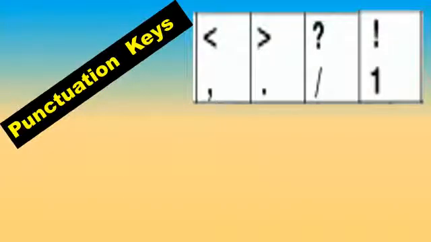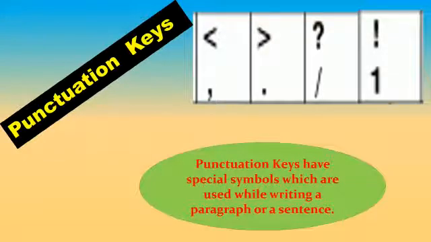Let us discuss about the punctuation keys. All of you know that punctuation marks are the special symbols that are used while writing a paragraph or a sentence. Do you know why we use these symbols? These symbols are used to bring clarity in a language. Some common punctuation marks are comma, full stop, question mark, and exclamation mark.